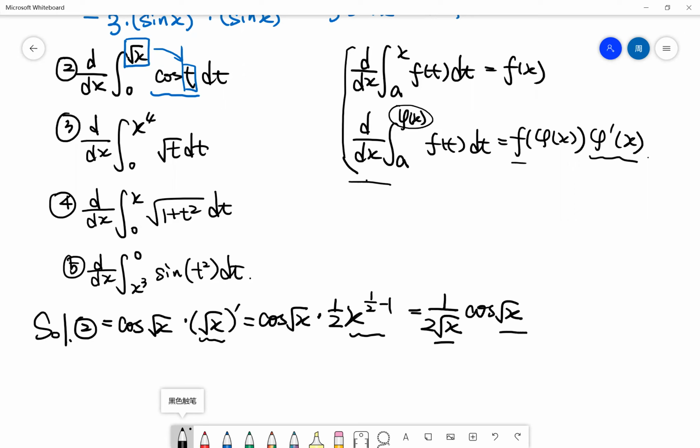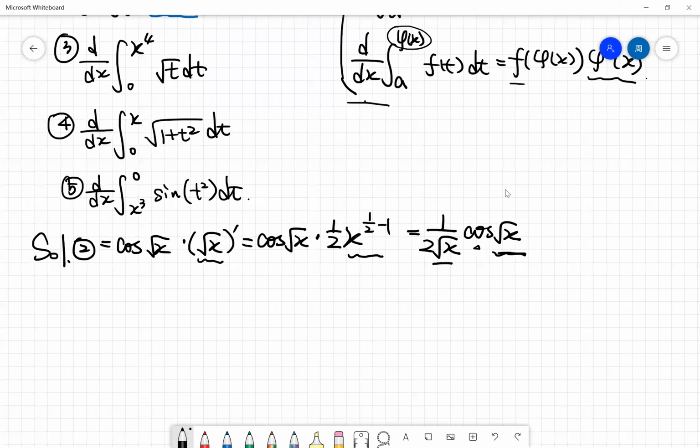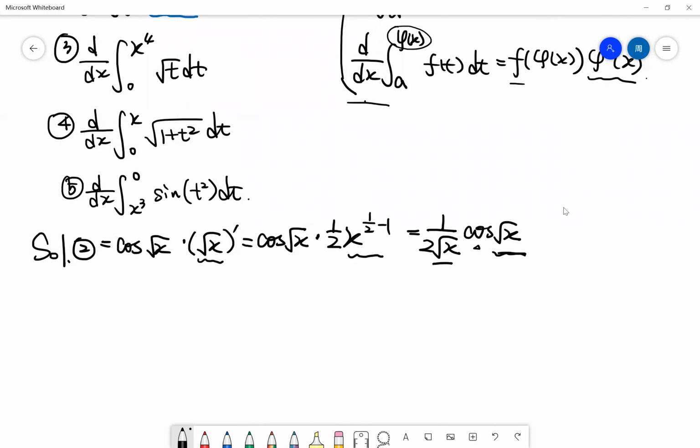These two square root of x cannot be cancelled because this part is inside the function cosine. So they cannot be cancelled. This is the result for question number 2. Can you understand, or any questions here for number 2? Okay, no questions. And number 3.